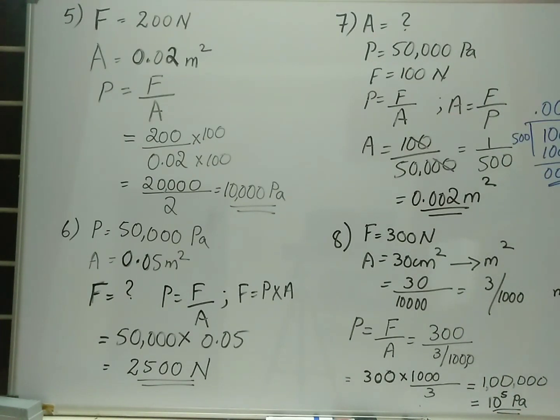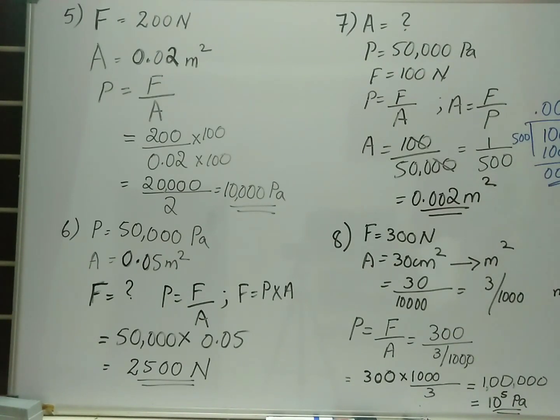That is 100 by 50,000. 2 zeros will get cancelled. You will get 1 by 500. So how will you calculate 1 by 500? 1 will be inside the box, 500 outside. So 500 will not go in 1. So we have to place a decimal and put a 0. Now it will become 10. Again it will not move. Already 1 decimal is put, so we have to write 1 more 0. Thus we will get 1000. How many 500s are there in 1000? 2. So 500 into 2, 1000.